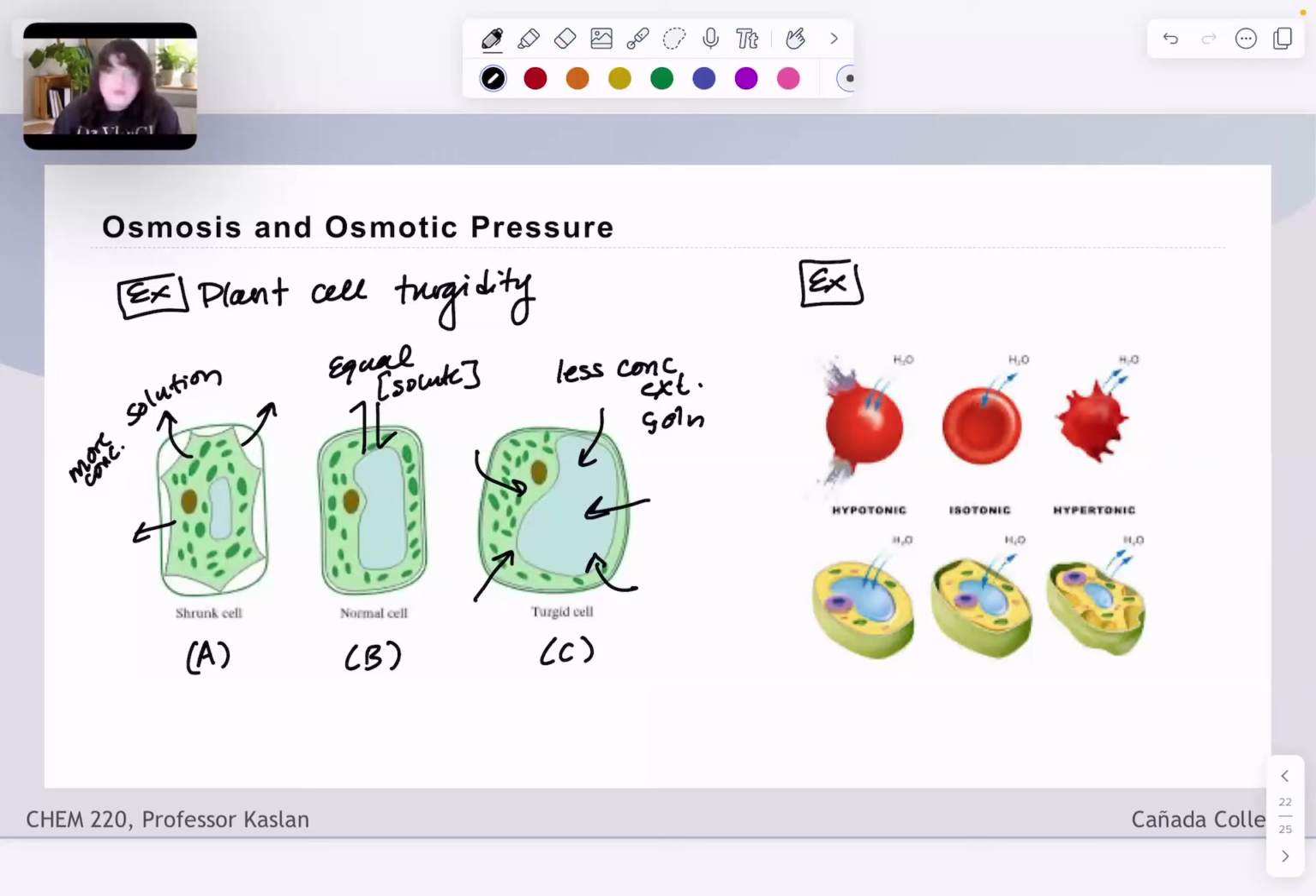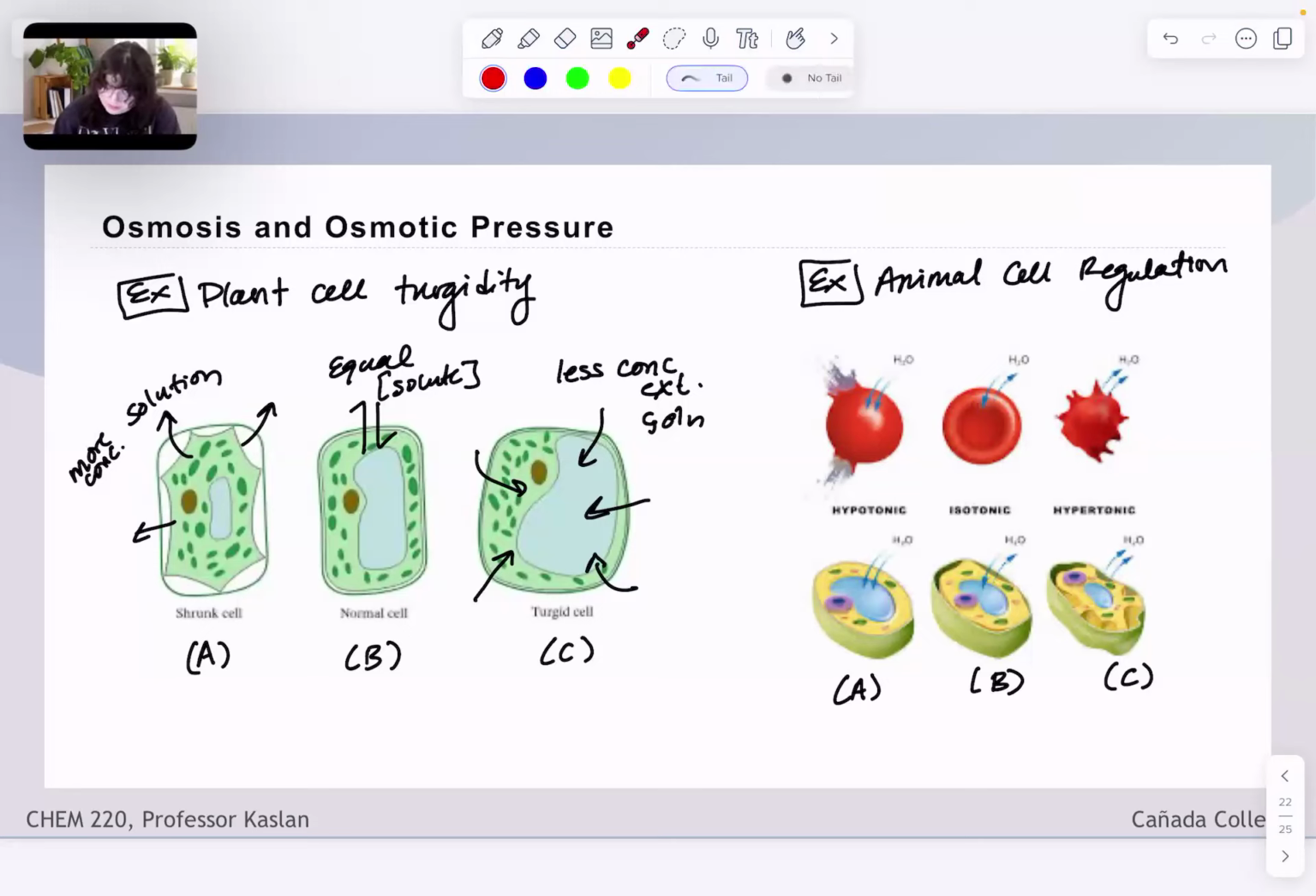Another example, still thinking about biology, is actual animal cell regulation. So let's look at some new terms here. We've got hypotonic in A, isotonic in B, and hypertonic in C. These are very similar to what we've seen in our plant cell turgidity.